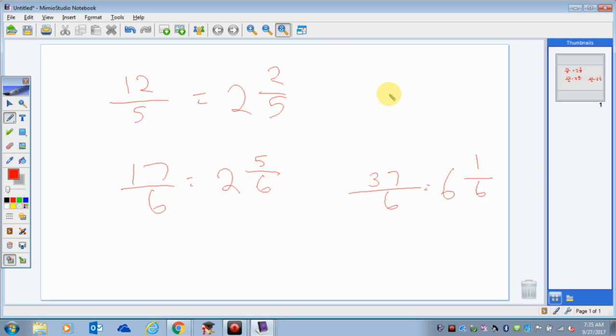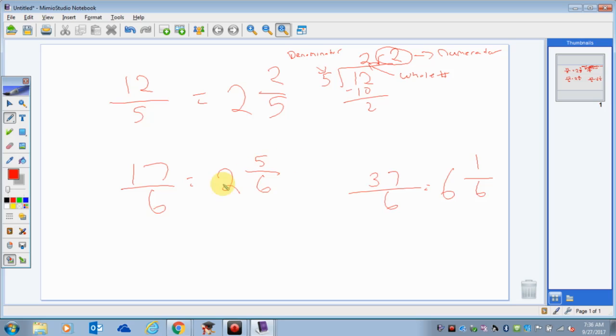And you can write these all as division problems. We can go back to 12 over 5 and say 12 divided by 5. Whatever your quotient is up here, which is 2, is going to be your whole number. Your remainder will be your numerator, and your divisor will be your denominator. So we're going to put that there as the denominator. Your quotient is going to be your whole number, and your remainder is going to be your new numerator.